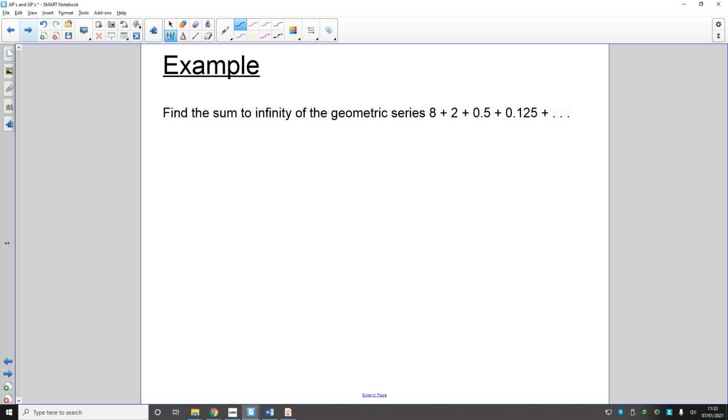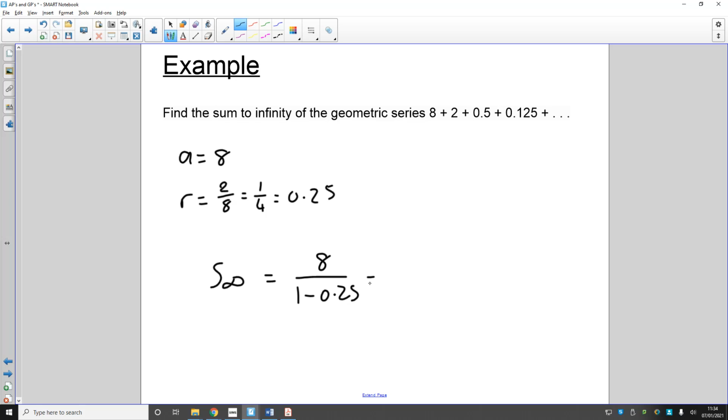And the sum to infinity of this series then, well, in this series here, we can see that A is equal to 8. It starts with 8. We need the common ratio. So how do I find that? Well, I could do 2 divided by 8, or 0.5 divided by 2, which is a quarter, or 0.25. So to find the sum to infinity of this series, it's 8 divided by 1 minus 0.25, which gives us a solution of 32 over 3.